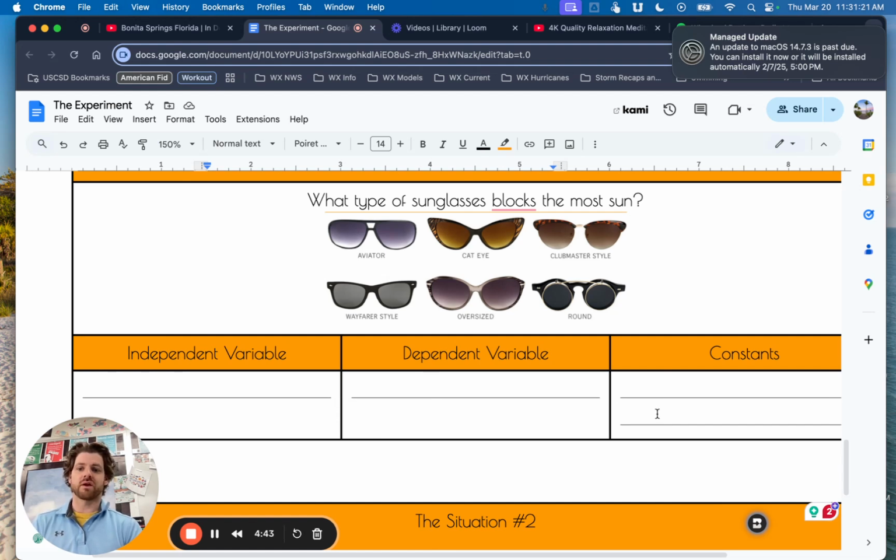Some things that we could keep constant: you're probably going to want to put it on the same face. Probably going to want to do this experiment at the same time of day so that the sun angle is equal, and you can really tell how much sun is getting through. Those are different examples of constants, things that you want to keep the same no matter what set of sunglasses you're trying on.